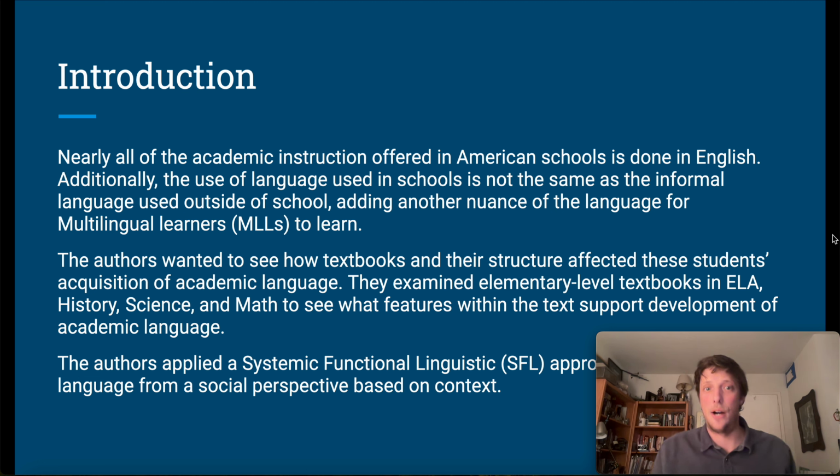So the authors set out to see how textbooks and their structure impacted these students' understanding of academic language. They did this by examining elementary level textbooks in English language arts, history, science, and math, and they examined the features within the text that support development of academic language. They did this applying a systemic functional linguistic approach, which is a group of theories that view language from a social perspective, where context plays a large role.